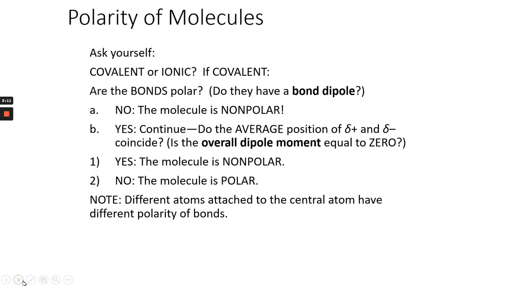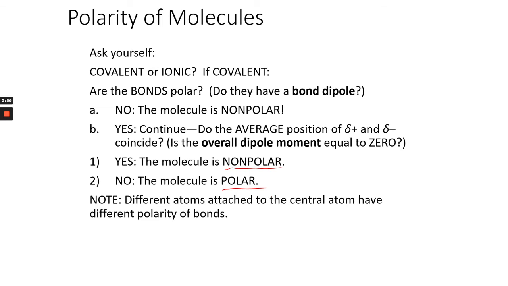There's a couple of questions you need to ask yourself. First of all, are you covalent or ionic? If it's covalent, are the bonds polar? Do they have a bond dipole? No, then the molecule most likely is nonpolar. Yes, then do the average positions of your partial positives and your partial negatives coincide? Is there an overall dipole moment, and is that equal to zero? If it's equal to zero, that means they cancel each other out, so your molecule is nonpolar. If it's not equal to zero, then you have a polar molecule.